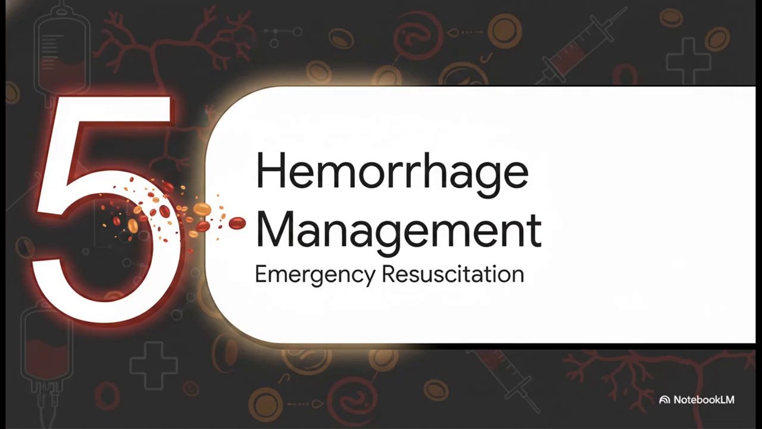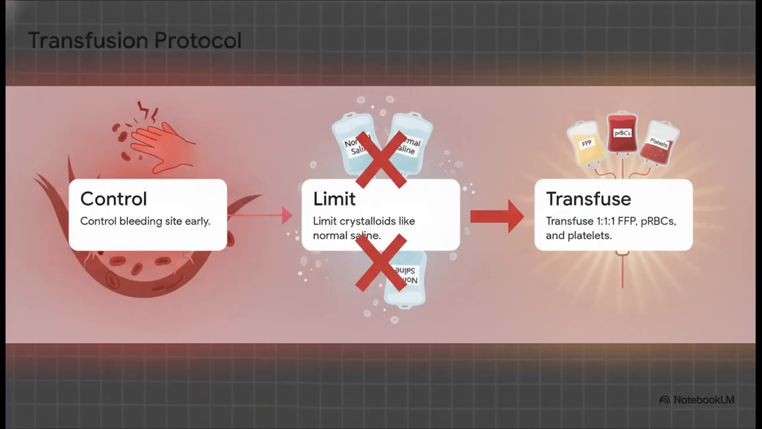Finally, Section 5, hemorrhage management, emergency resuscitation. So your trauma patient is bleeding on the floor. When emergency fluid resuscitation is needed for massive hemorrhage, the absolute first priority is to control the bleeding site early. Crucially, limit crystalloids like normal saline. Pumping a bleeding patient full of saline just dilutes whatever remaining coagulation factors and hemoglobin they have, making the coagulopathy so much worse.